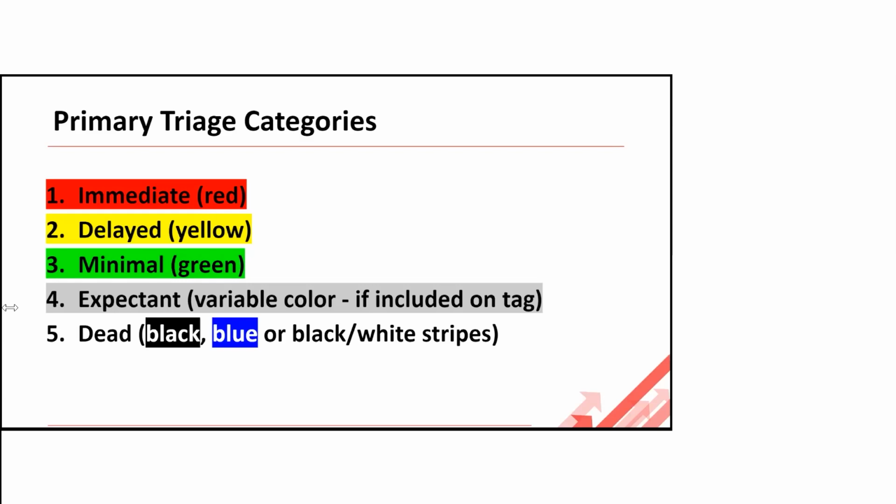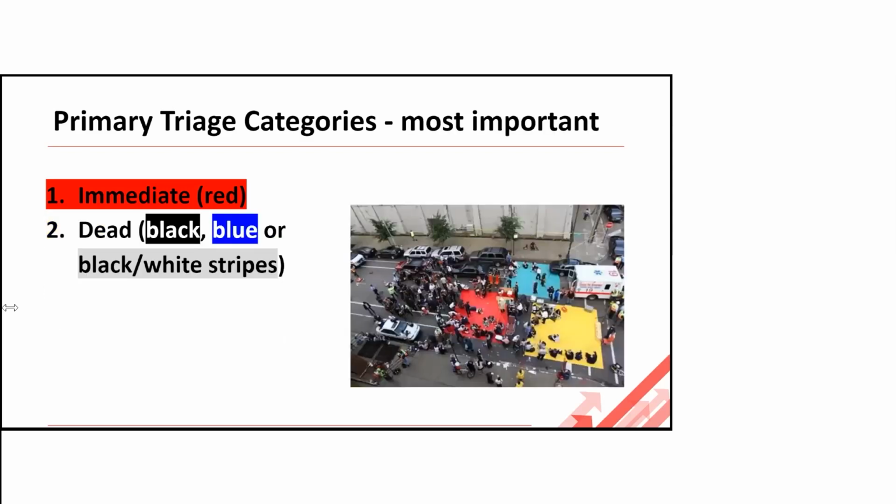Whichever triage tool you're looking at, those are the main triage categories you're landing on. It's either red, yellow, green, or immediate, delayed, minimal, and dead. Expectant is rarely used. This is the theory part of it. In a large situation, these are the 2 most important categories. You either need immediate help, so you're tagged red because you need immediate care, or you're dead. Those are the 2 main categories.